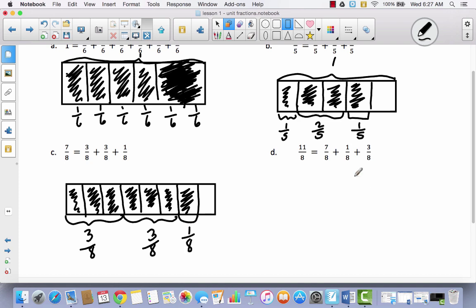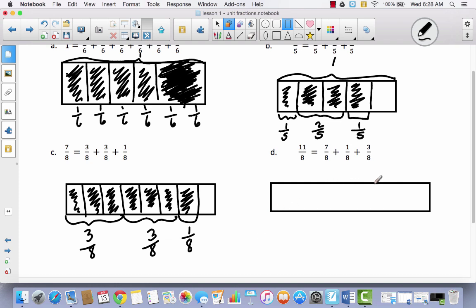All right, so now this one you're going to notice we have more than one hole. So this is going to be a little bit different. So we're going to go ahead and I'm going to make it a little bit longer, okay? Now, the first thing that we're going to do here is you're going to notice that these are all going to be eighths. So we're going to have 11 parts, but they're actually going to be eighths.